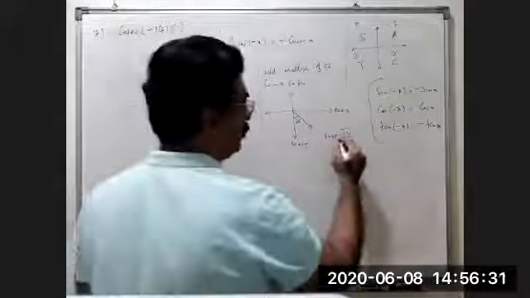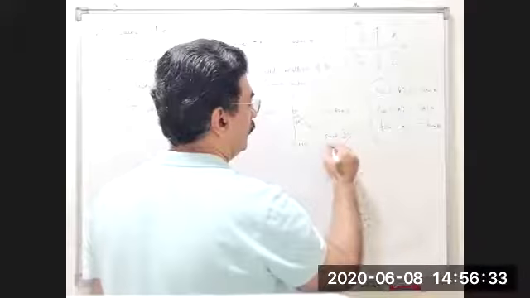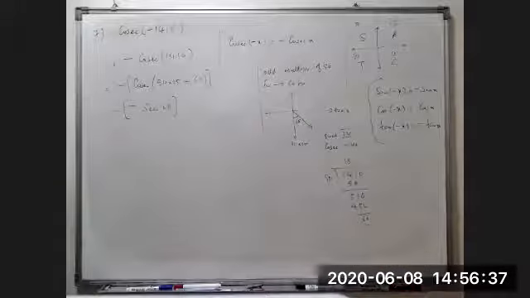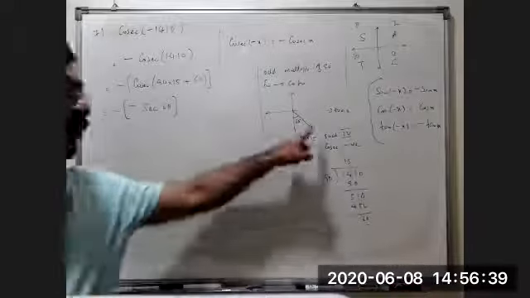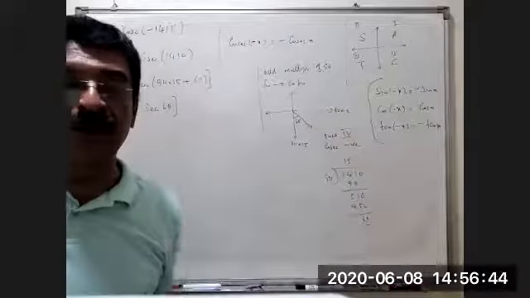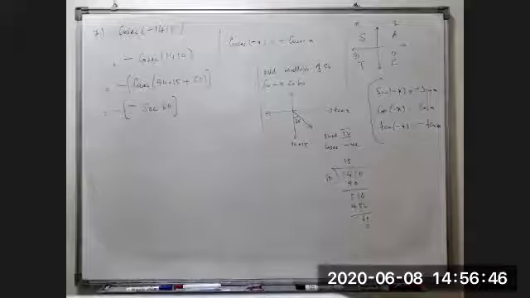Quadrant 4, cosine negative. The given function is cosine. This one is for understanding, just write it for understanding. We have many methods, and this is one of them. Whichever one is comfortable for you, go for it.